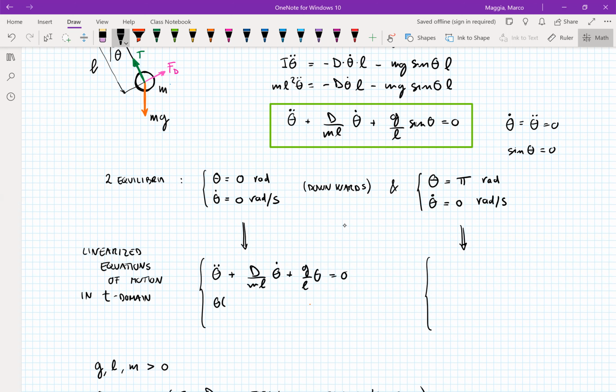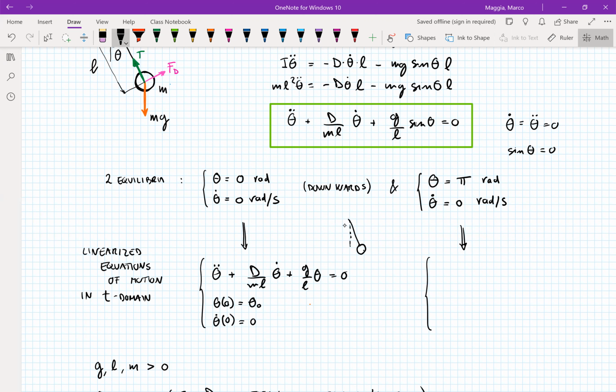And then this has to be accompanied by two initial conditions. In this case, let's just assume that the perturbation is just position-wise. That is, we're going to give it an initial condition in terms of angular position that is different than 0, but with an initial angular velocity of 0. That is, let's say that you pick the pendulum, you give it an initial angular position, and then you just let it go.